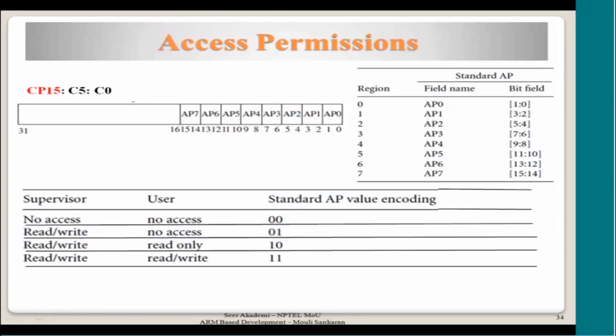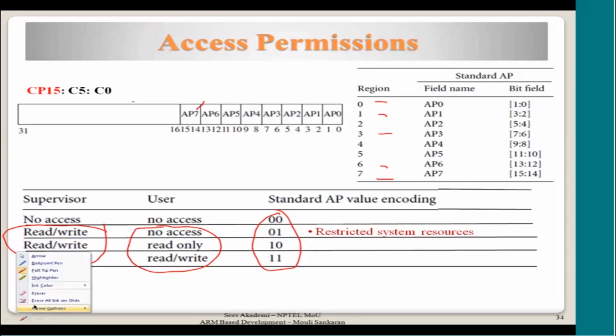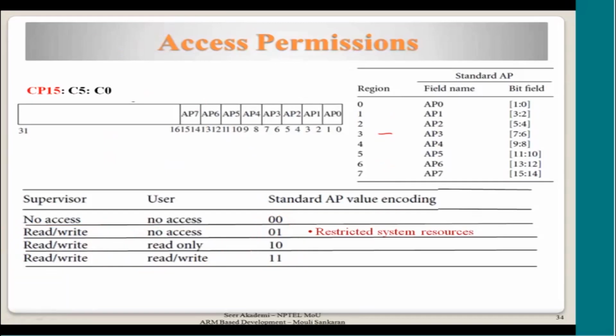And then what are the numbers? 0 means region 0 falls under these different values. And then how are we giving it? We are giving different access permissions to it. As I mentioned, the supervisor may have read-write permission for all the regions, whereas the user may have restricted access to some of the regions. So a typical example could be restricted system resources. You may want no access at all for the user, only for the supervisor.